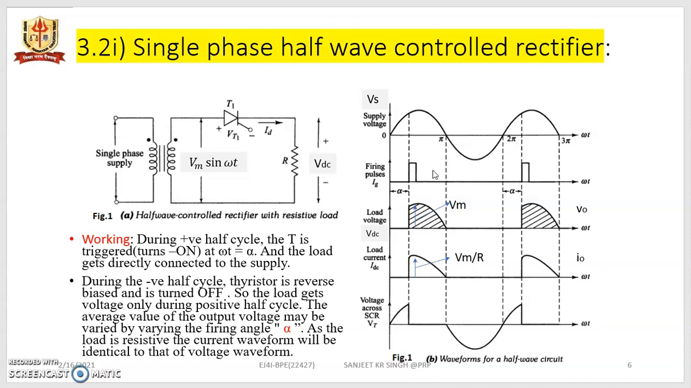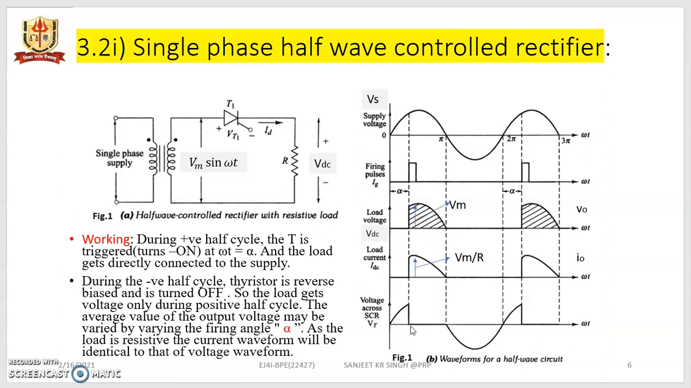During the positive half cycle, the SCR is in forward blocking state till the gating pulse arrives. The moment the gating pulse is applied to the gate of the SCR, it is turned on, and thereafter it follows the curvature of the supply voltage. Output follows the curvature of the supply voltage, and the load current also follows the same, with Vm as the maximum output voltage and Vm by R as the maximum current.